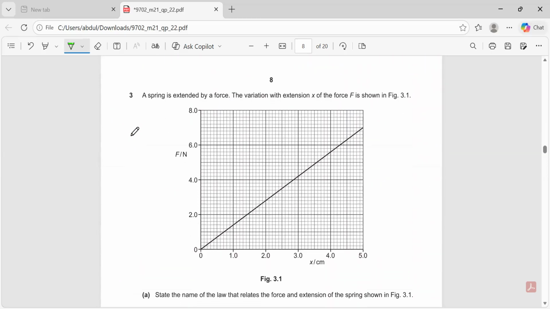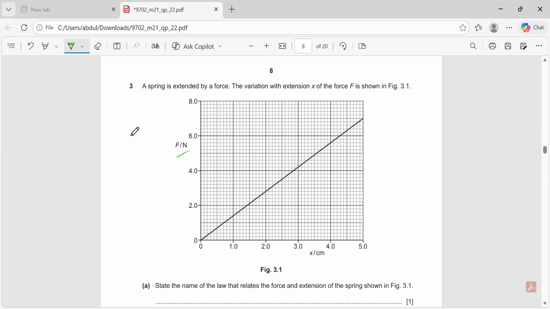Now come to question number 3, and that is about spring and something like that. A spring is extended by a force. The variation with extension x of the force F is shown in figure 3.1. Now see, this statement looks very complicated, and this is simply the variation with extension x of the force. So the variation of the force with extension, even it is more simple. That is the style which we were using and taking the questions in IGCSE physics. Nothing special, same thing.